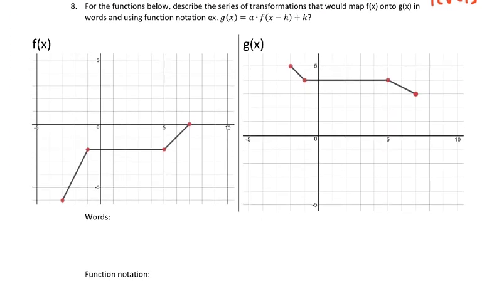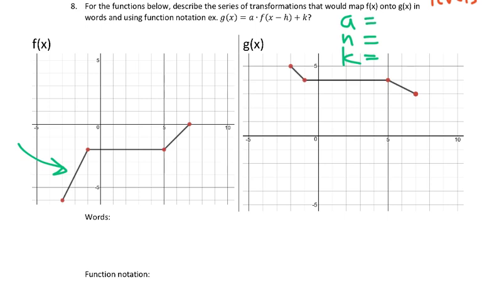For the functions below, describe the series of transformations that would map f of x onto g of x. Okay. So if we start with this parent function, which really isn't I mean, it's a piecewise function, but not really much more to say about that. Okay, so we need to find the A, the H, and the K.